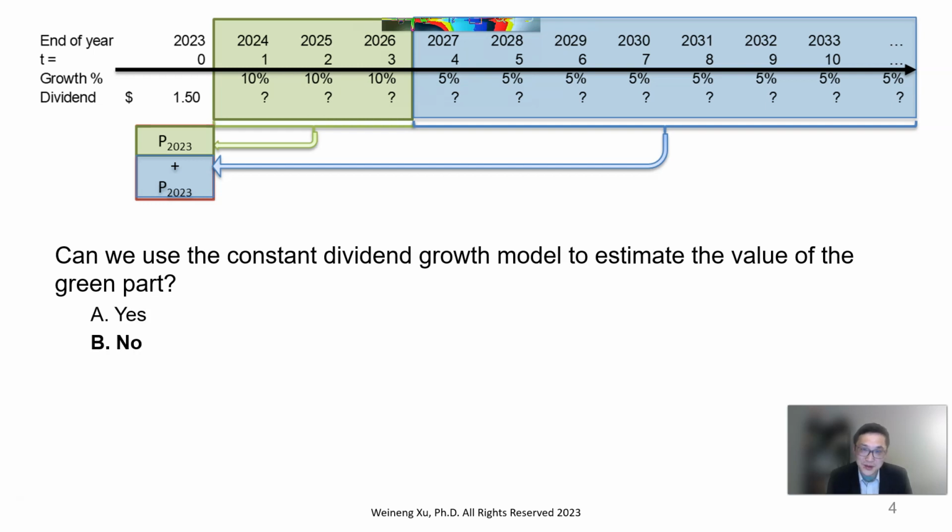Now, this is the answer. I hope you get it right. The answer is no. In my teaching experience, most of the time, I would get more than half of the class getting this question wrong. Lots of students will just neglect one of the most important conditions for the constant dividend growth model to work. They will say yes, because they neglected the fact that this green part only lasts for 3 years instead of being a forever cash flow. With that, you simply cannot use the constant dividend growth model to estimate the value for the green part, because this sequence of cash flows does not last forever.